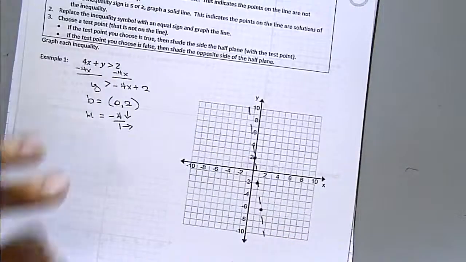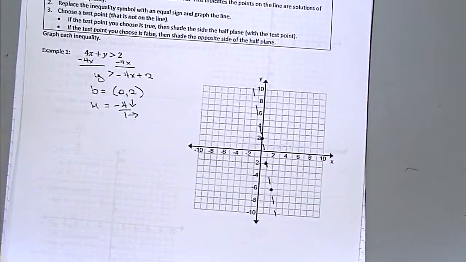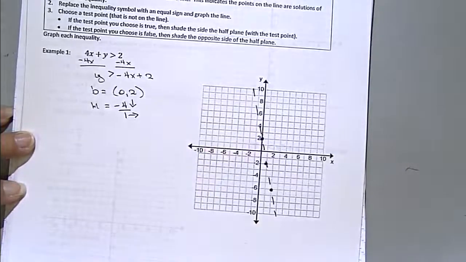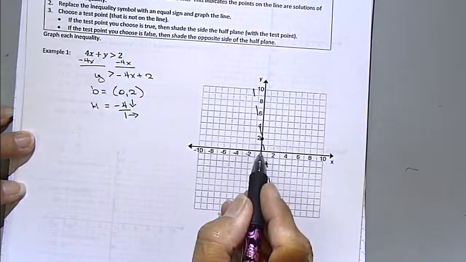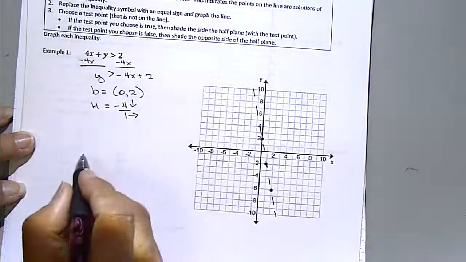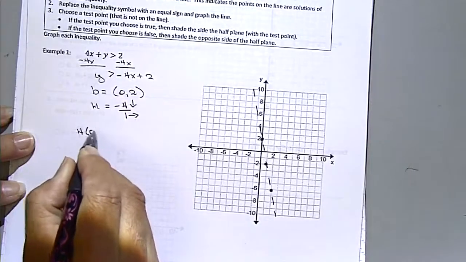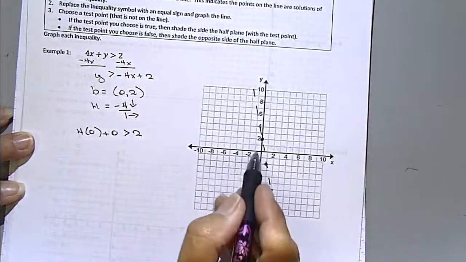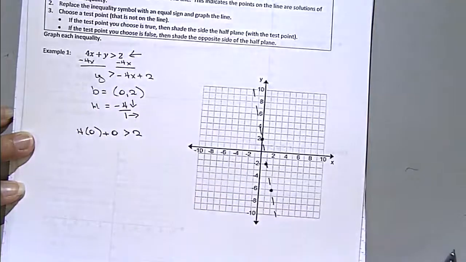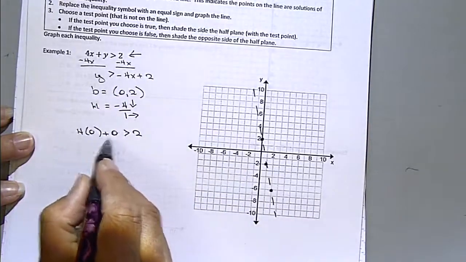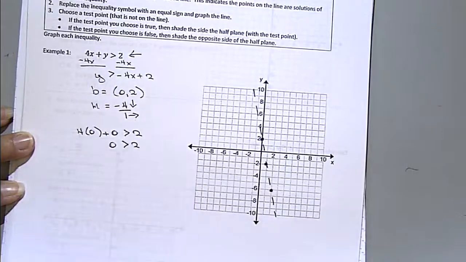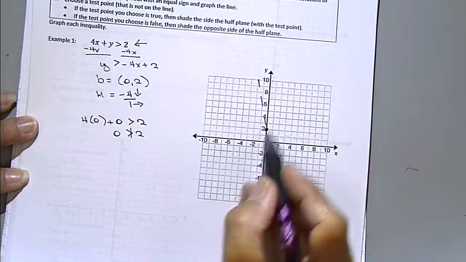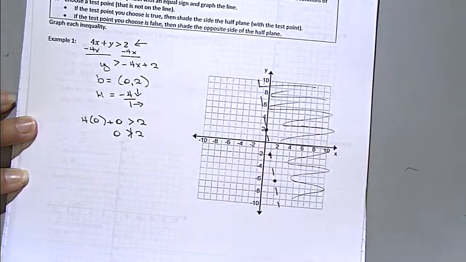Now the question is, which side of that line are my answers on? I told you to pick a point, and unless the line goes straight through 0, 0, you pick 0, 0. It doesn't go through 0, 0, so I'm going to choose 0, 0. I say 4 times x of 0 plus y of 0 is greater than 2. I just plugged 0, 0 back into my original inequality. Then I solve: that's 4 times 0, that's 0, plus 0. That's 0 is greater than 2. Is that a true statement? Not true. So my answers are not on this side. My answers are over here, and that's the area I shade.